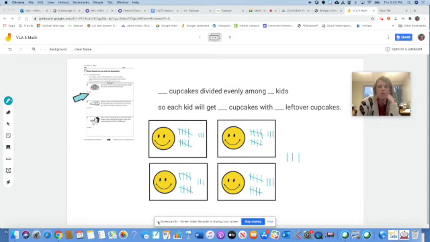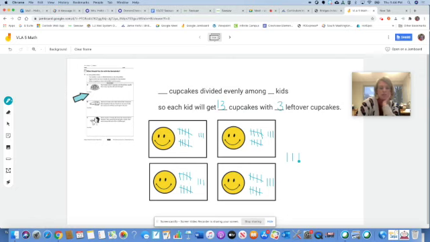Okay, so what you're going to find out is that each kid is going to get 13 cupcakes. And then we know that there's going to be some left over. So the question becomes, what are we going to do with those 3 leftover cupcakes? Are we able to share them equally? No, we can't because there's 4 people. So what would be the best thing to do?